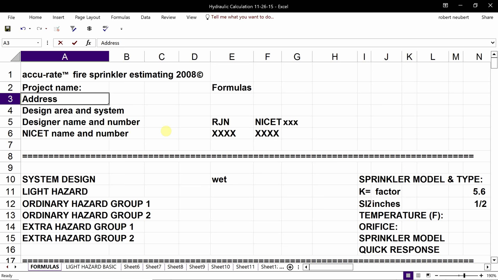If you are a professional engineer or NICET 3, the code enforcement agent will be glad to see a report written as specified by the NFPA as the accu-rate hydraulic calculation system. They will be able to follow it with ease.